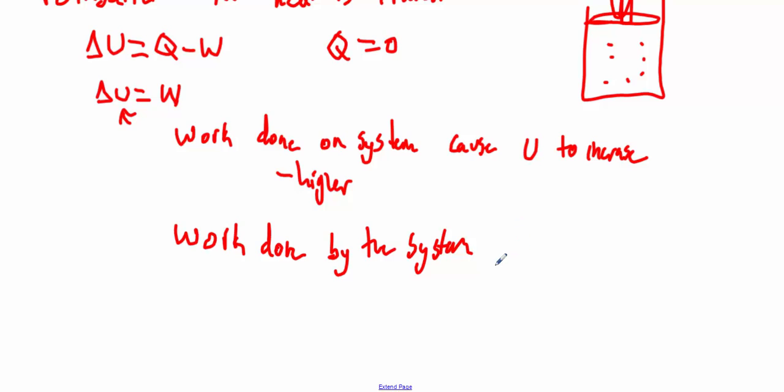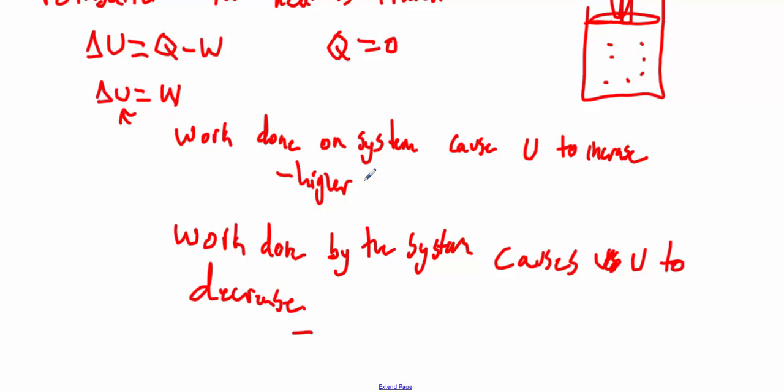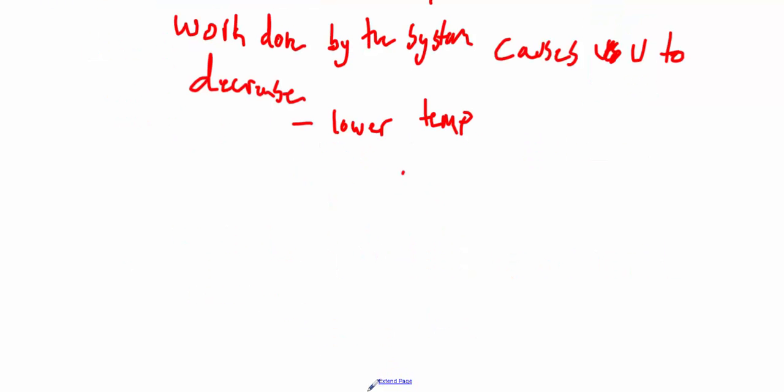So work done by the system causes the internal energy, just U, to decrease, which means the temperature is going to be lower. Okay? So those are two fairly important processes that happen in thermodynamic cycles. In a thermodynamic cycle, you go through some changes where the temperature, pressure, volume might change, but they all eventually end up back at the same spot.